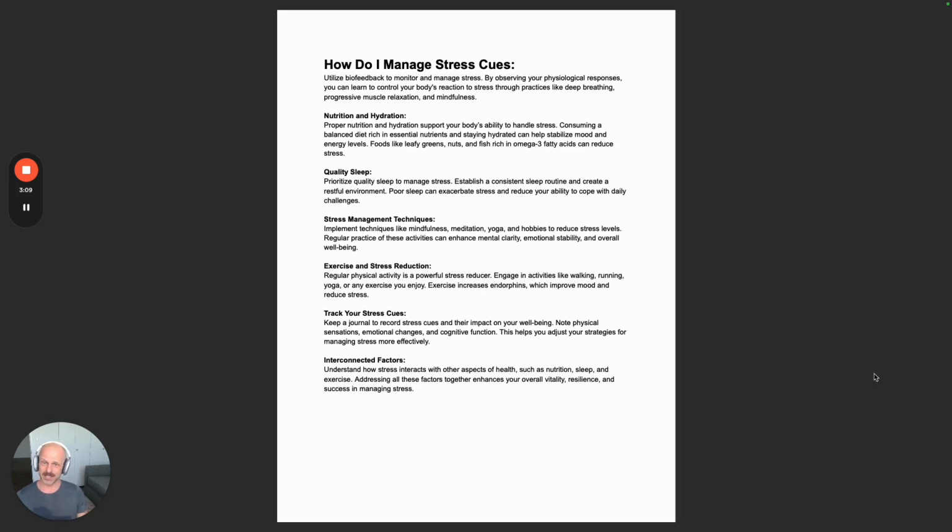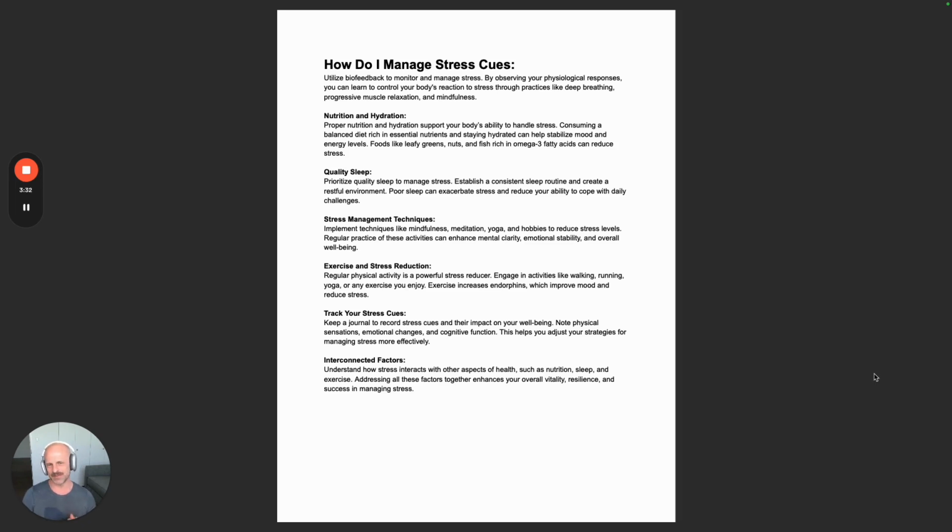Now, implementing stress management techniques like mindfulness, meditation, yoga, and hobbies is a really good way to help bring your stress levels down and get you to a place where you may be able to avoid getting to a chronic situation. Regular practice of these activities can really enhance mental clarity, emotional stability, and overall well-being.